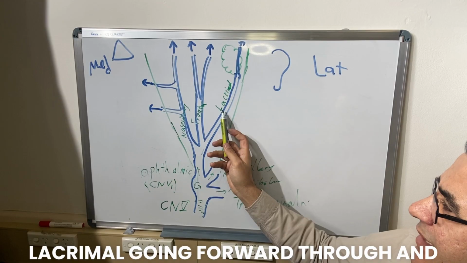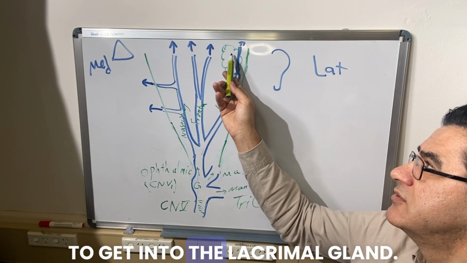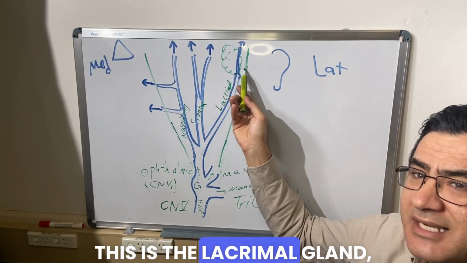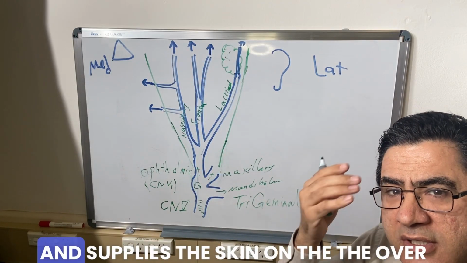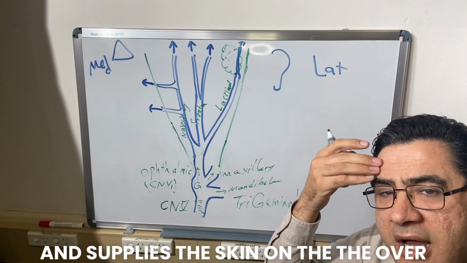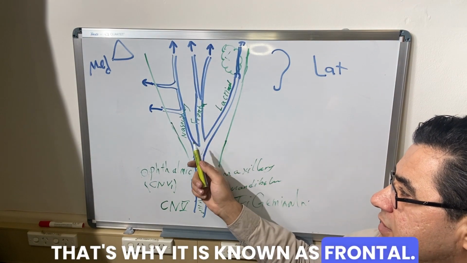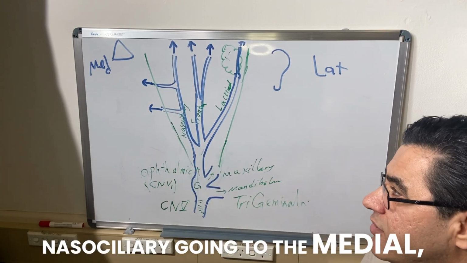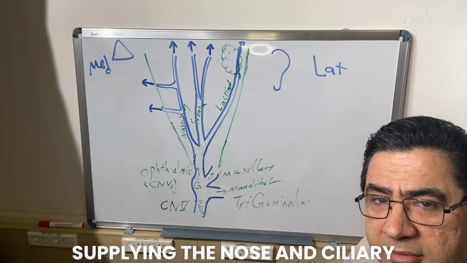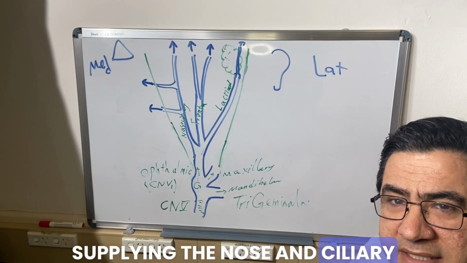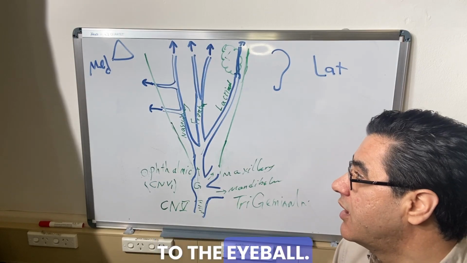branches. Lacrimal goes forward to get into the lacrimal gland. This is the lacrimal gland. Frontal goes to the frontal bone and supplies the skin over the frontal bone. That's what's known as a frontal. Nasociliary goes to the medial. It's a medial branch and supplies the nose. And ciliary gives some branches to the eyeball.